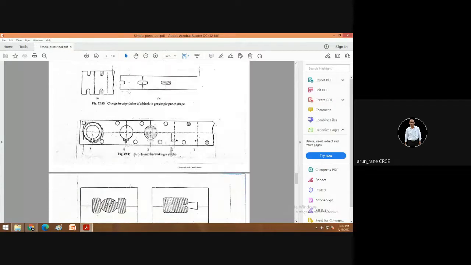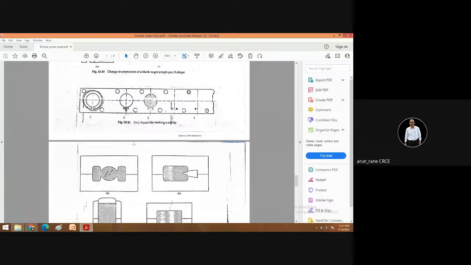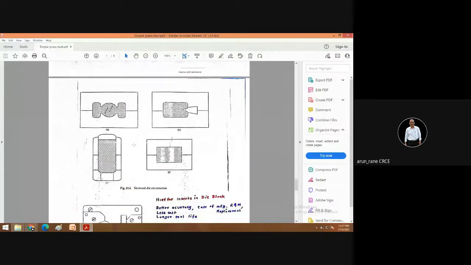ठीक है. For the progressive die, as far as possible you should not cut the die as a single piece. एक ही सिंगल पीस में नहीं कट करने का. You have to go for a number of pieces. So आपका मशीनिंग भी इजी हो जाता है and it is good for maintenance also.